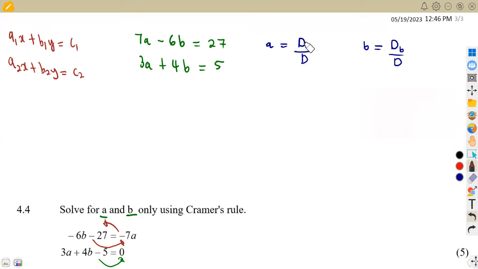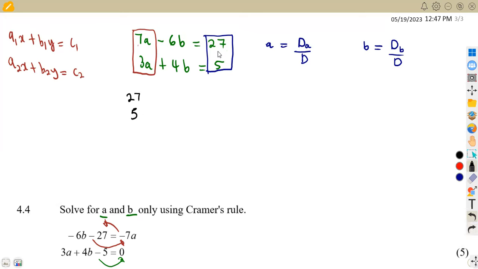All right, so how do you determine the determinant with respect to a? What you simply do is close this part with a. This part that has got a, we are going to substitute with the constants. Our constants, in this case, we are referring to 27 and 5. So you substitute these values, 27 and 5, in place of this a and b in the format. So this is going to be 27, 5.